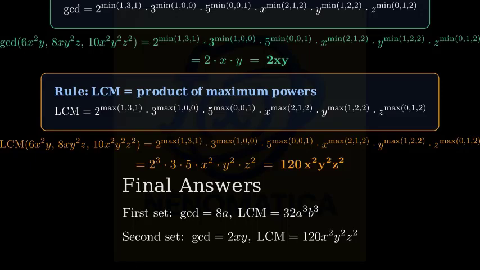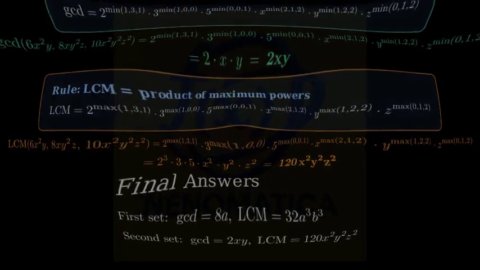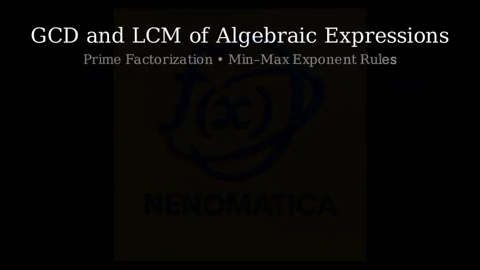Quick challenge. Can you find the greatest common divisor? In this lesson, we will find the greatest common divisor and the least common multiple of algebraic expressions by using prime factorization and the min and max exponent rules. We will follow a clear, step-by-step structure, just like in the example image.